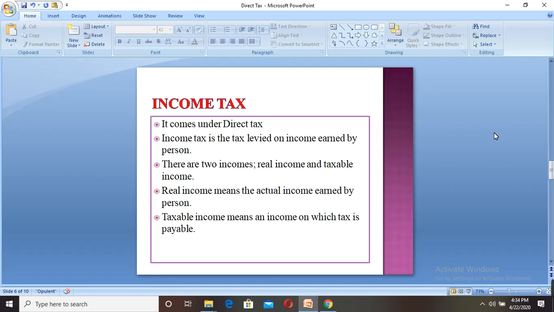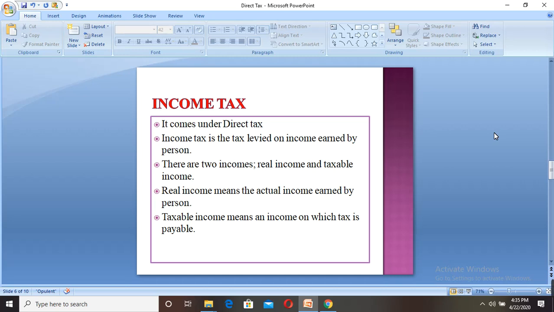It is income tax. It comes under direct tax. Income tax is the tax levied on income earned by a person. These are the definitions of income tax. Income tax is a tax which you pay on your income. Anyone can be a taxpayer. A person can become a taxpayer, employees can become taxpayers, an employer can become a taxpayer. In accordance with your income, you pay tax to the government.